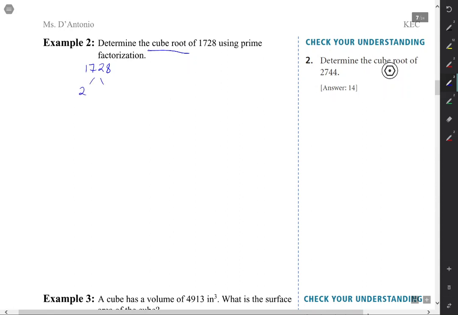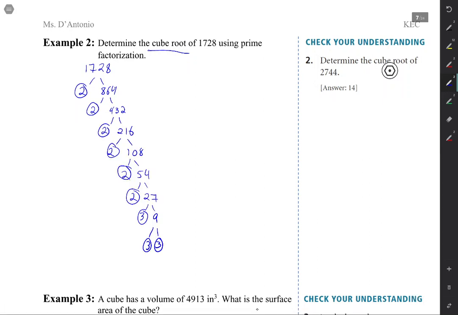So I did 2 times 864, circle that 2. Then I did 2 times 432, circle that 2, and we're going to keep going all the way down the tree. So here is my completed factor tree. I got all my prime factors circled, and now let's write down that prime factorization.